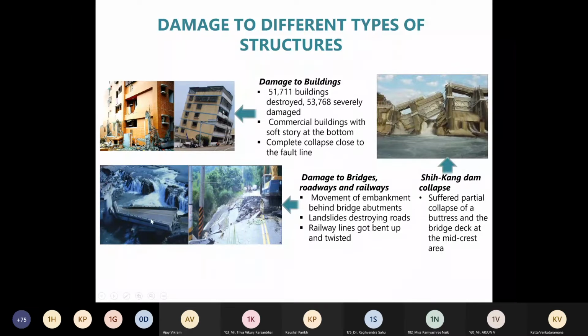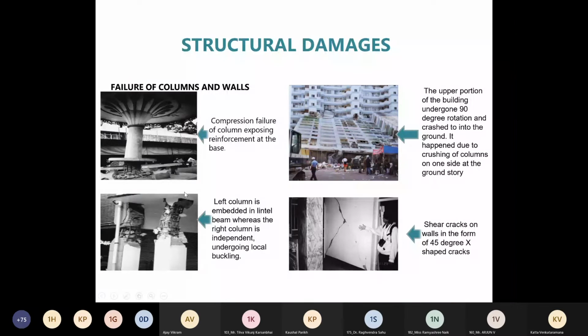Here, damage to bridges, roads, railway lines, and so on. Movement of embankment behind bridge abutments. Landslides destroying roads. Railway lines got bent up and twisted. Structural damages. Compression failure of column exposing reinforcement at the base. Here, two columns are there. Left column is embedded in lintel beam, whereas the right column is independent and undergoing local punching. The upper portion of the building underwent 90-degree rotation and crashed onto the ground. It happened due to the crashing of columns on one side at the ground story.